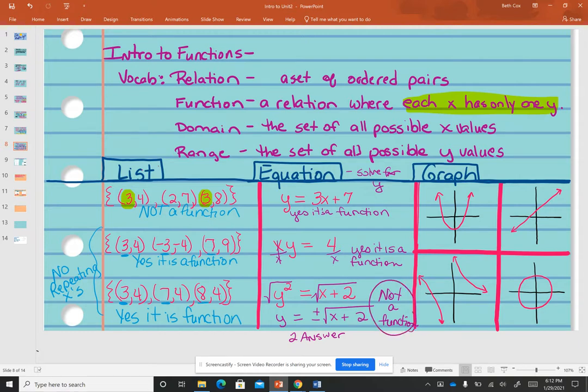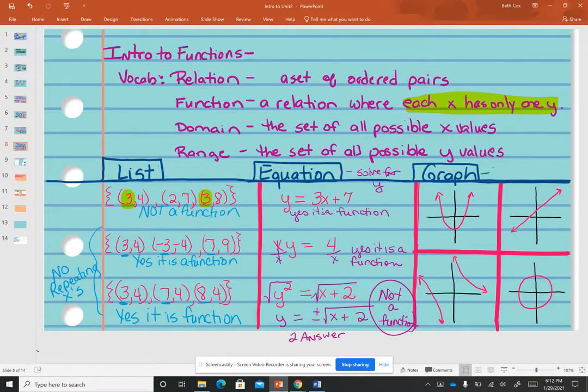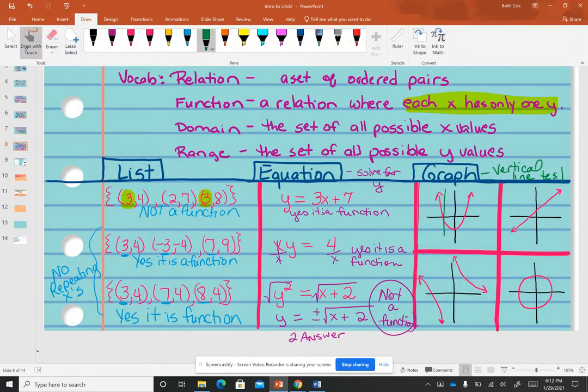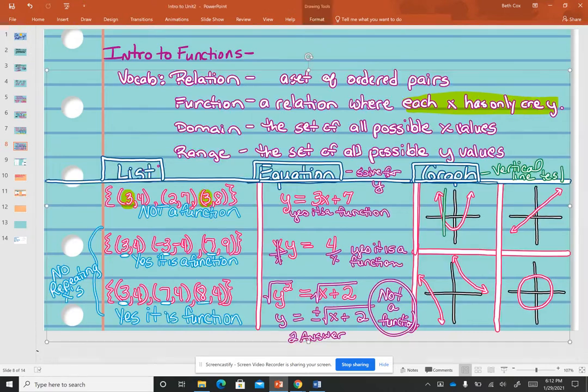Okay, now for graphs, we have a little vertical line test. I'm trying to find a good color. I'm going to try this green. For the graph, we do the vertical line test. And basically, we just draw a line through the middle of our function and see if it crosses more than once. And so when I take a vertical line and run it through here, it's only going one crossing. This little green line is only crossing in one place.